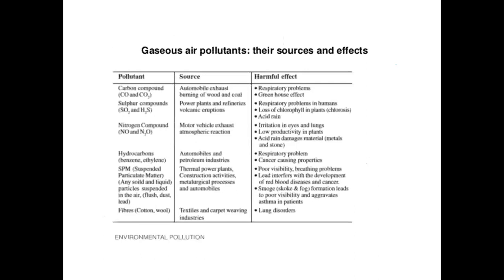Now, these are some of the gaseous pollutants and their sources and their effects. As you know very well, I already told you about the carbon compounds, sulfur compounds, nitrogen compounds, hydrocarbons, right? Sources are automobiles and petroleum industries, and you know the harmful effects of hydrocarbons. Similarly, SPM, suspended particulate matter: fibers, cotton and wool, textile and carpet weaving industry, which leads to lung disorder.